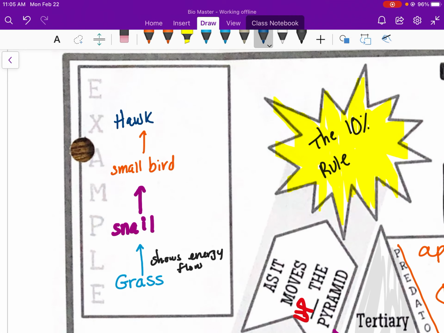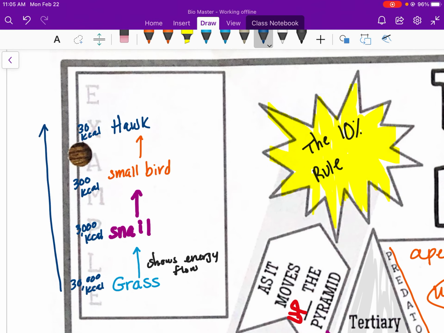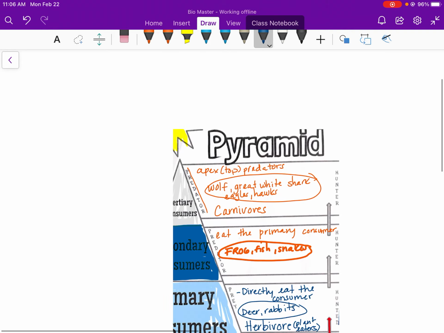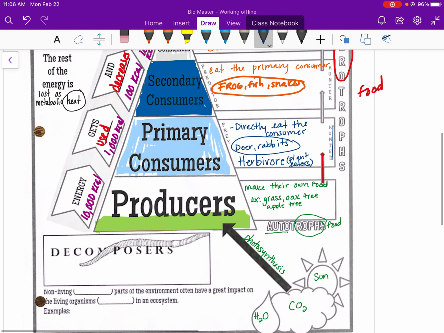So it's showing that the energy, let's say 30,000 kilocalories, goes up to the snail, 3,000 kilocalories, goes up to the small bird, 300 kilocalories, goes up to the hawk, 30 kilocalories, which again is why we don't continue much beyond that level.